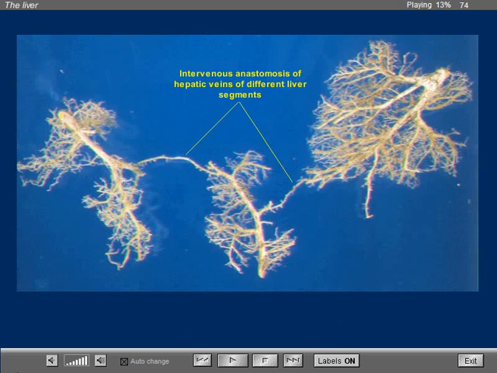This is a cast corrosion preparation of the hepatic veins, which were injected in yellow. Note the intervenous anastomosis between the hepatic veins of different segments of the liver.